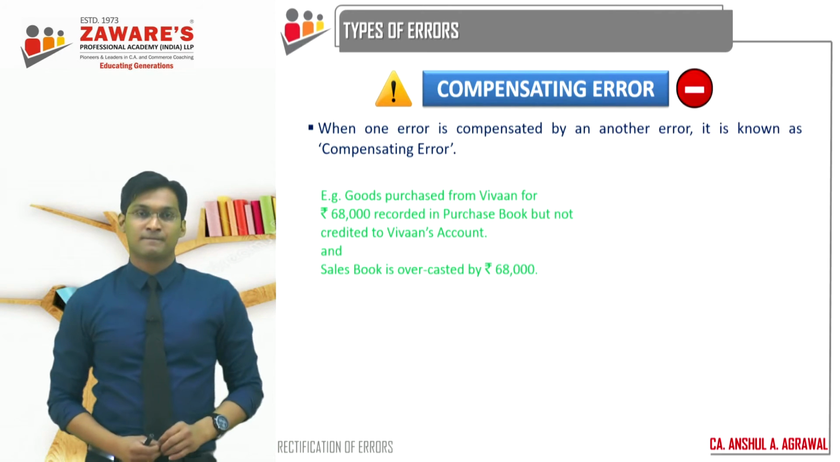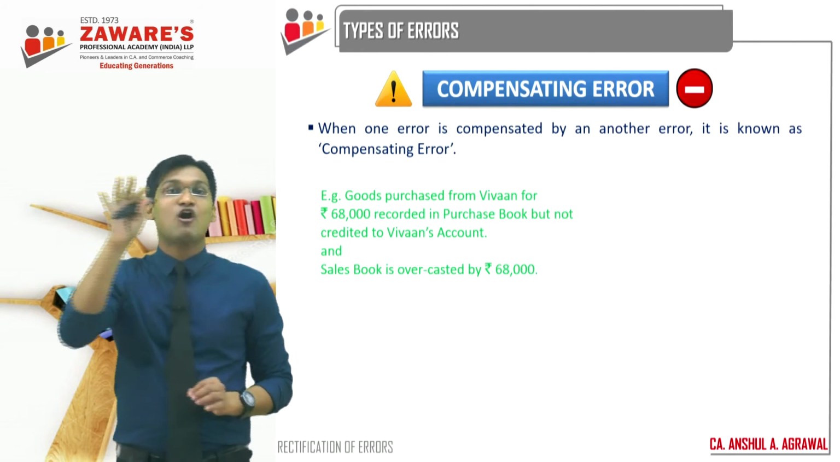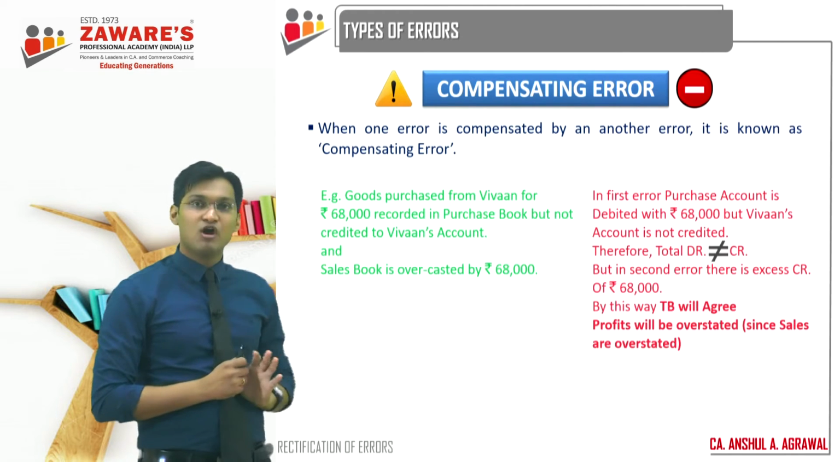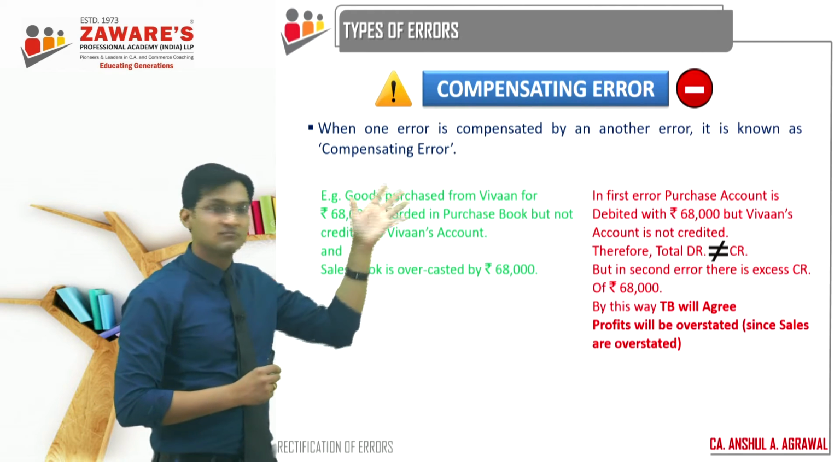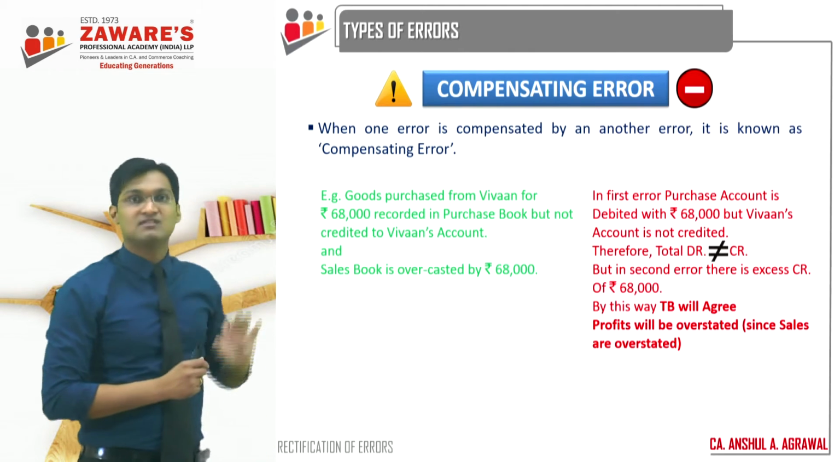एक गलती हो गई है. अब इस गलती की वजह से क्या हुआ? Your debits are more than your credits. Correct? You can see over here. Your debits are more than your credit. Debit is 68,000. Credit is nothing. Therefore, in this error, your trial balance will not agree.